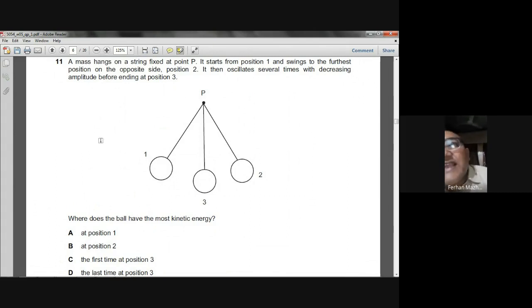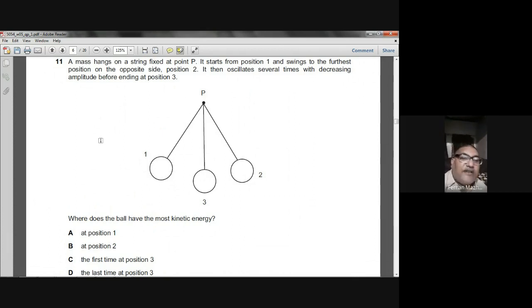A mass hangs on a string fixed at point P. It's like a pendulum. It starts from position 1 and swings to the furthest position on the opposite side, position 2. It then oscillates several times with decreasing amplitude before ending at position number 3. So it vibrated and then obviously after some time it stopped. Where does the ball have the most kinetic energy?